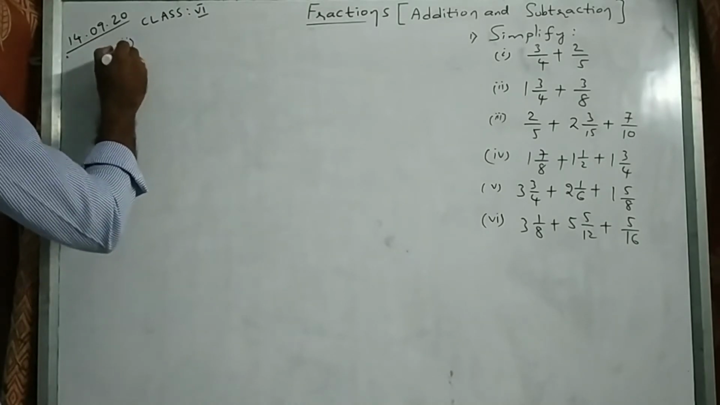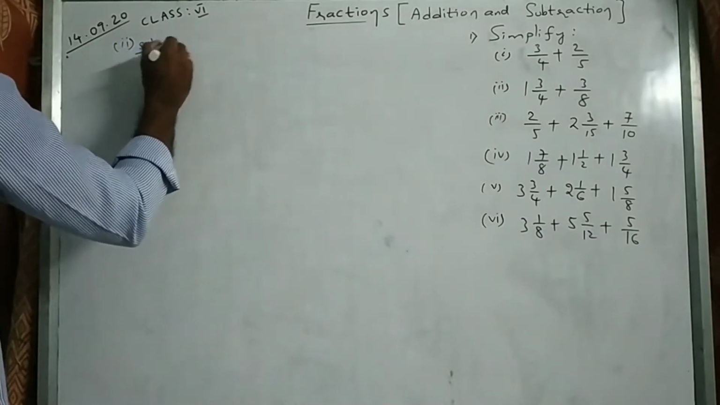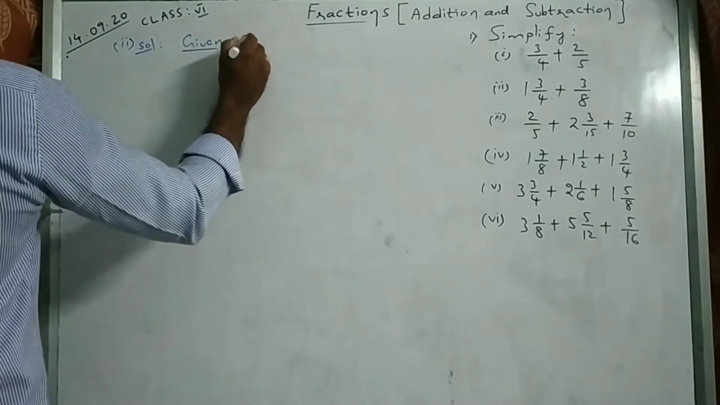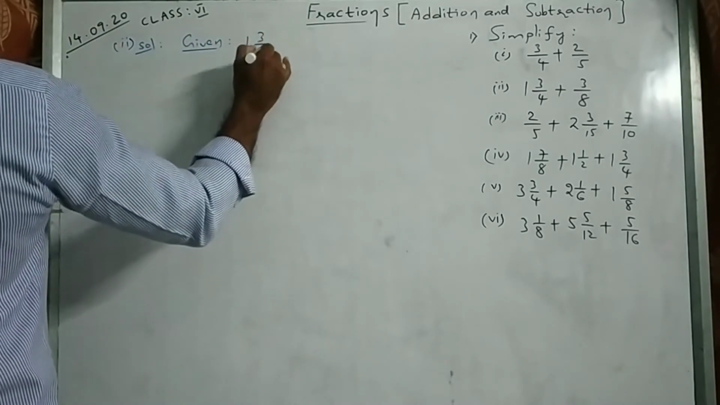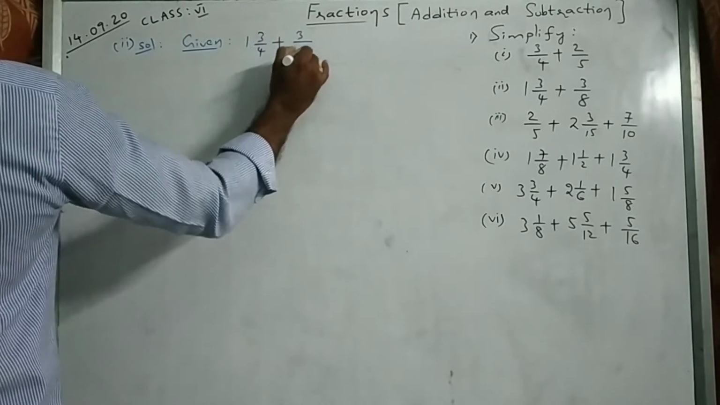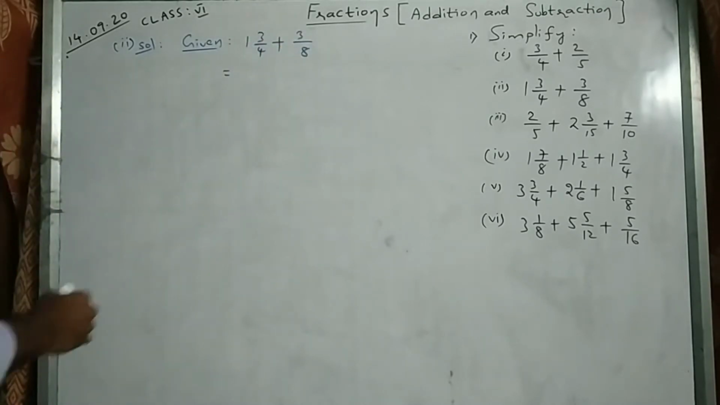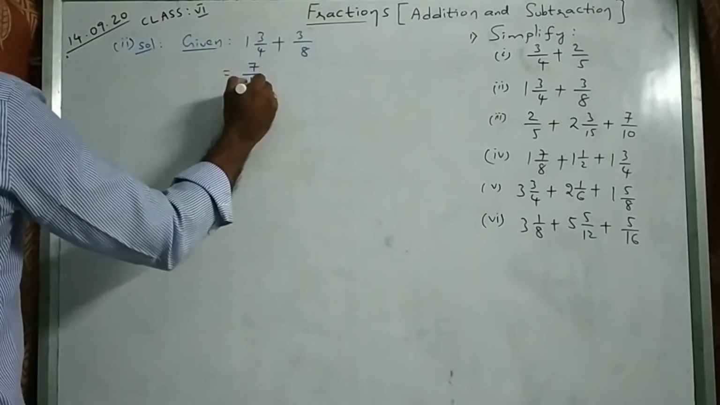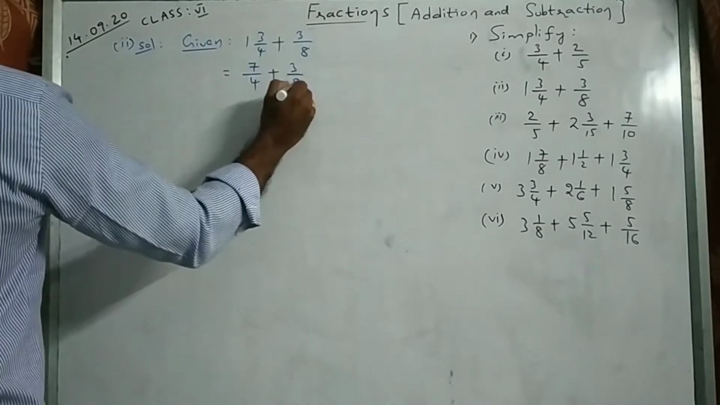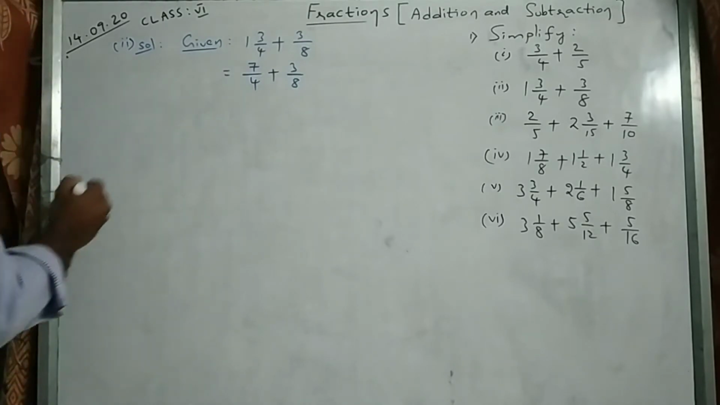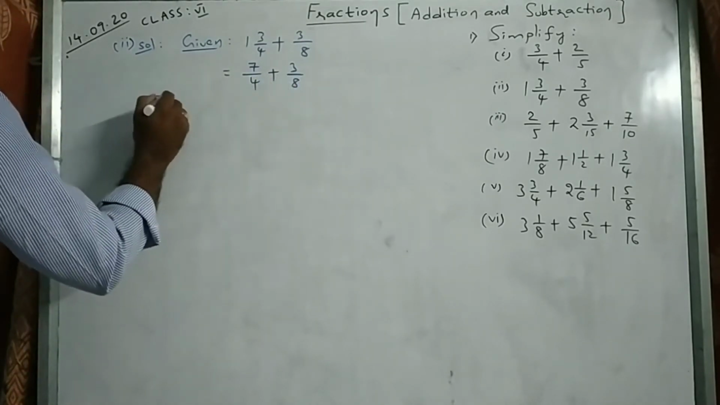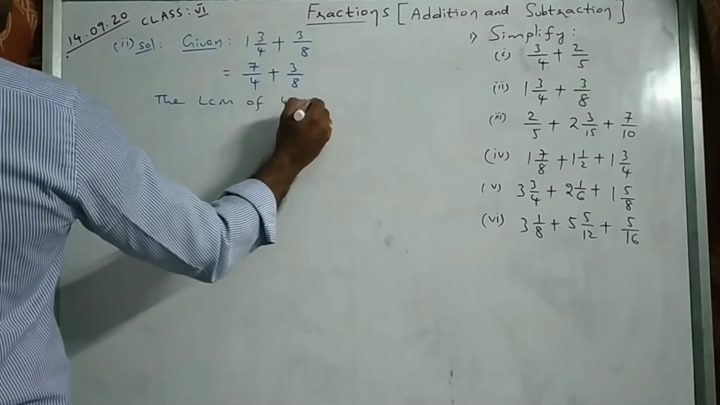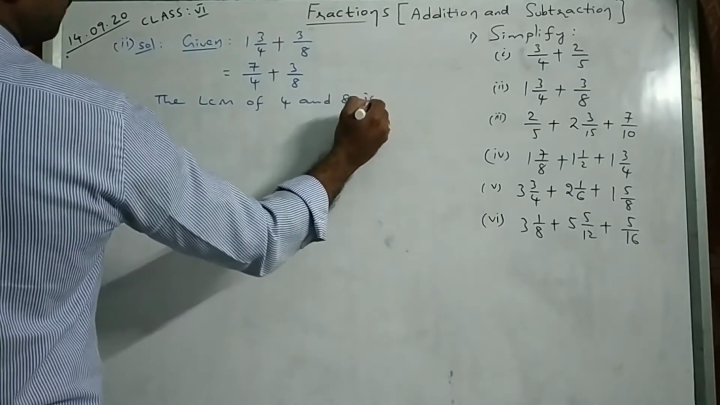Second one. What is given here? Second one. 1 3 by 4 plus 3 by 8. Mixed fraction is given here. So change. 4 1s are 4 plus 3. 7 by 4 plus 3 by 8. Okay. Now first I will take the LCM of 4 and 8. What is LCM of 4 and 8?